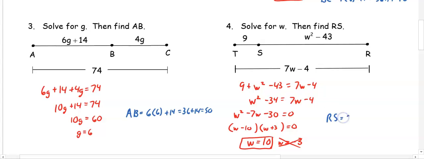So RS is going to equal 10 squared minus 43. So 100 minus 43, which is 47.